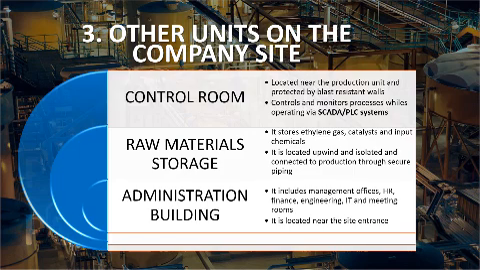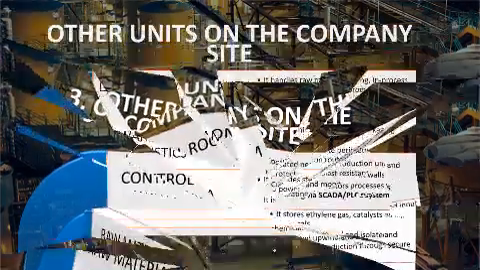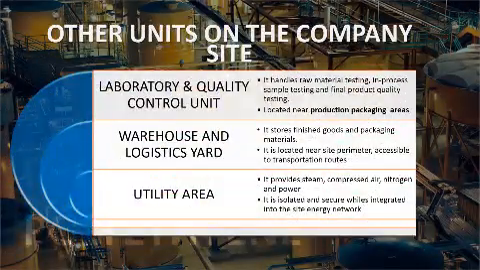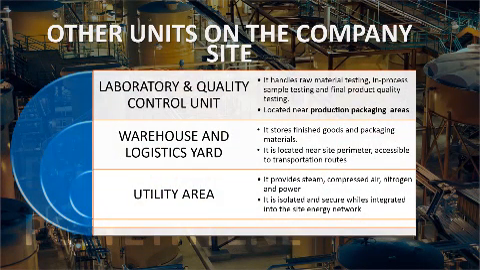Now, the company should also have an administration building, which includes management offices, HR, finance, engineering, IT, and meeting rooms. It should be located near the site's entrance. This site should also include a laboratory and quality control unit where raw material handling and testing, in-process sample testing, and final product quality testing should be made. It should be located near the production packaging areas.